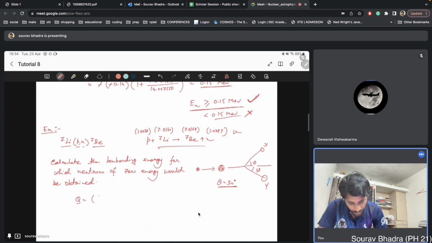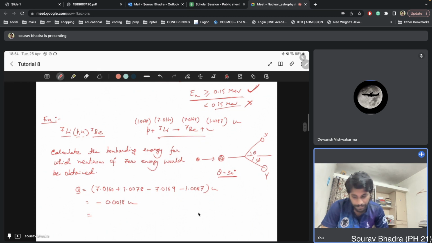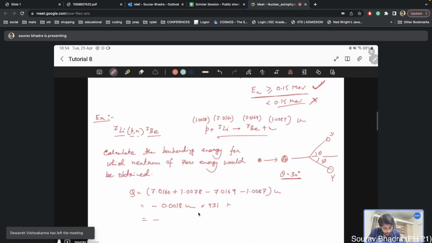So if we calculate the Q value, I will not say it because it has already been done many times, so just follow what I am doing. It is minus 0.0018 u, and if you multiply it with 931 MeV, then your answer will be minus 1.67 MeV.